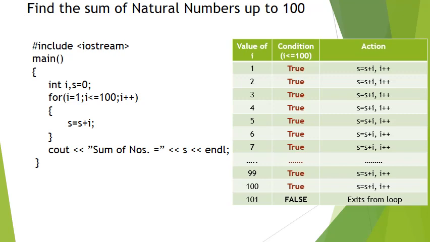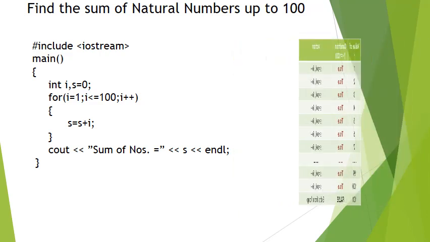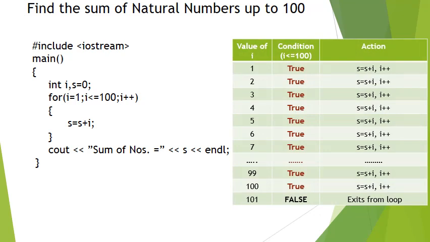It will check whether 101 is less than or equal to 100. No, the condition now becomes false. So it will not execute the loop body and it causes an exit from the loop. After exiting from the loop, it will print the value of the variable s, that is the sum of natural numbers from 1 to 100.